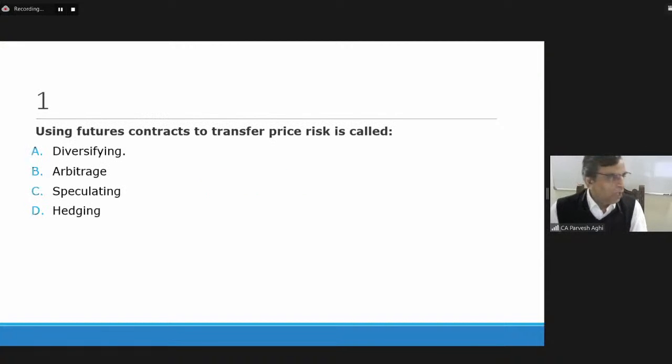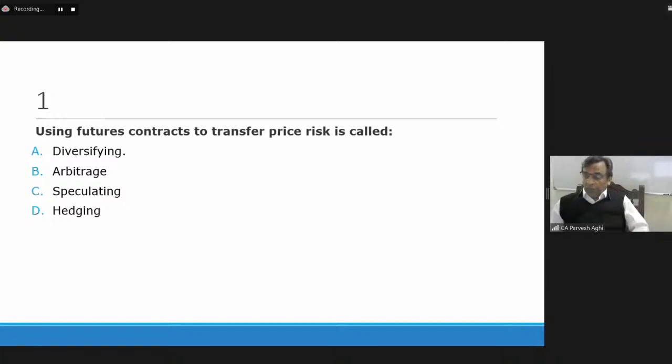Okay, so now the first question: using futures contracts to transfer price risk is called what? Diversifying, arbitrage, speculating, hedging. So please answer this question.